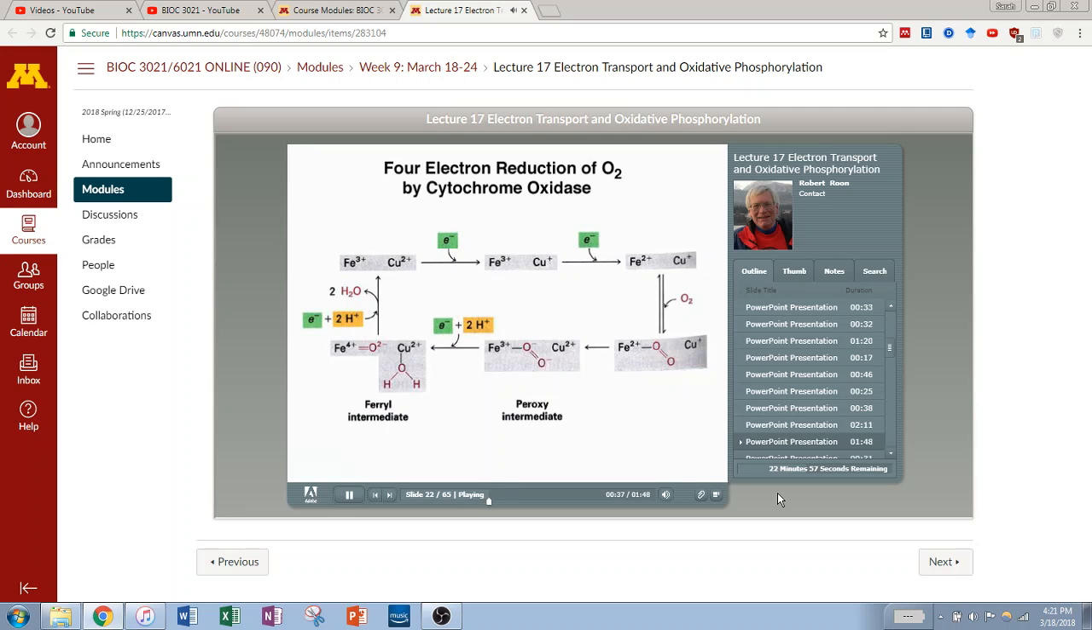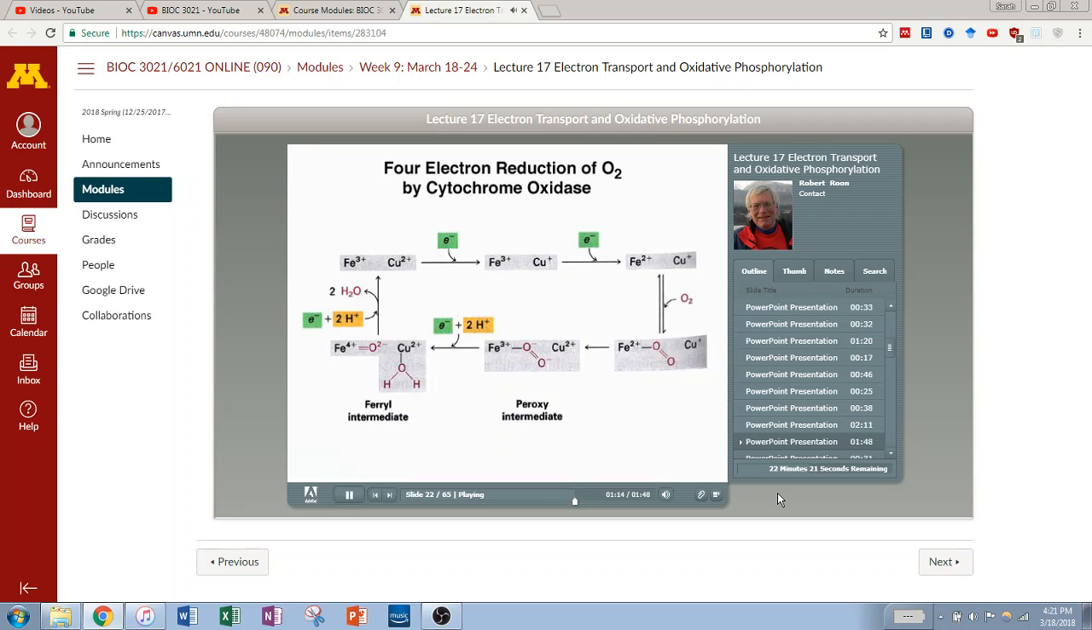We'll start at the upper left with a complex having an iron ion in the +3 state and a copper ion in the +2 state. The addition of 1 electron from cytochrome C reduces the copper ion to the +1 state. The addition of a second electron reduces the iron ion to the +2 state. At that point, molecular oxygen binds to one of the ligand binding sites on the iron ion. Then an internal oxidation-reduction reaction takes place. Both the iron and copper ions lose an electron, and the molecular oxygen is converted to a double anion.